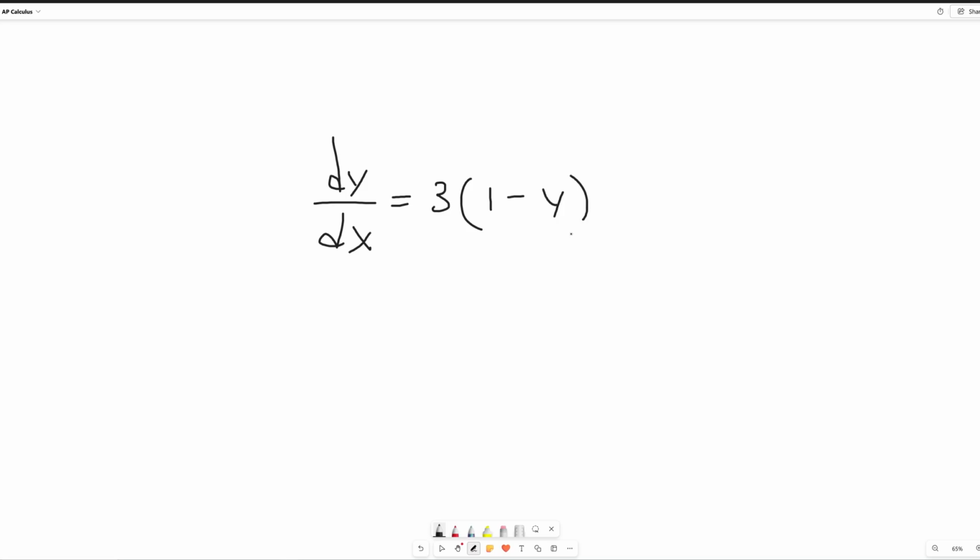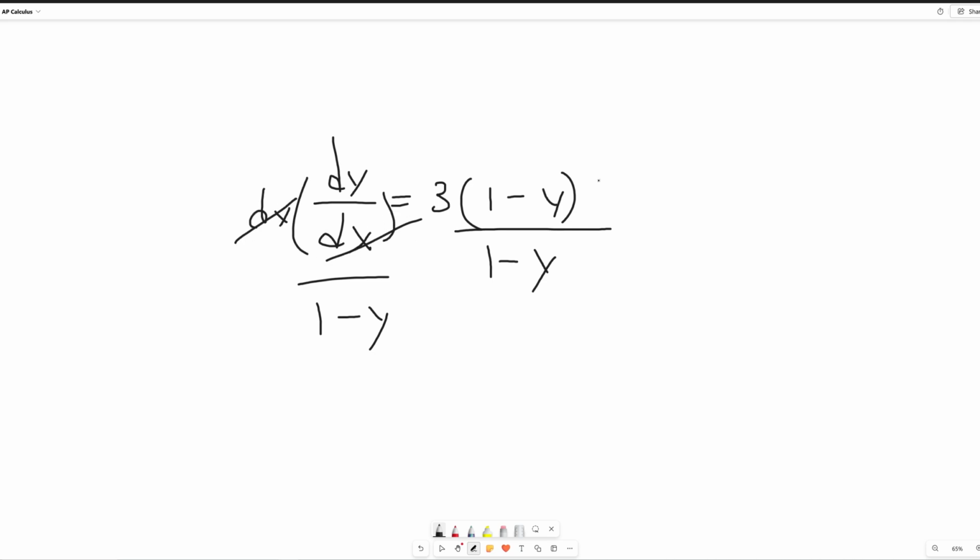Now you have a dy and you have a dx, and then you have this portion over here. So if I move the dx over here, that's not going to do anything. You can't integrate y with respect to x. So how do you integrate this? How do you solve? Well, what you do is you divide both sides by 1 minus y, and then you times both sides by dx.